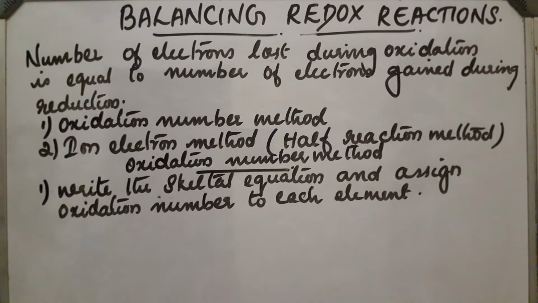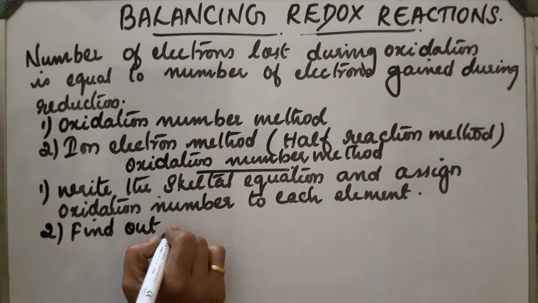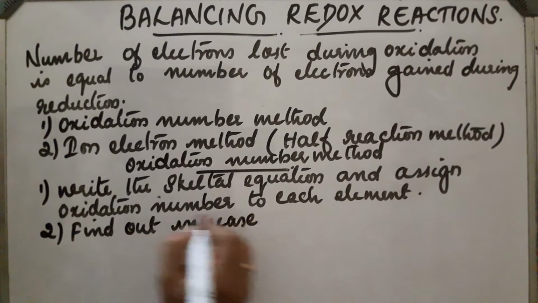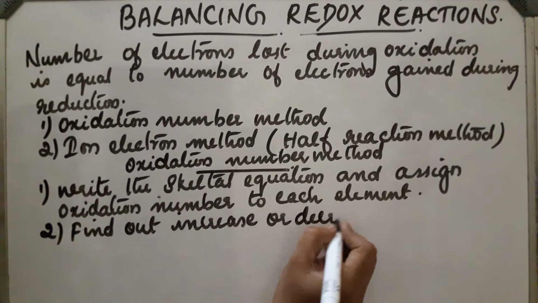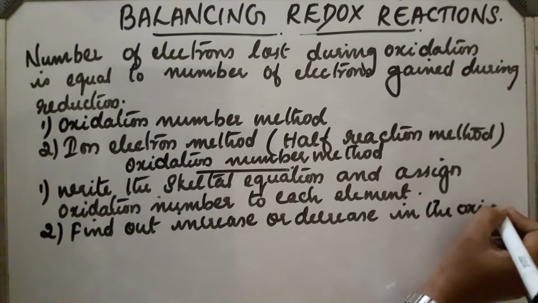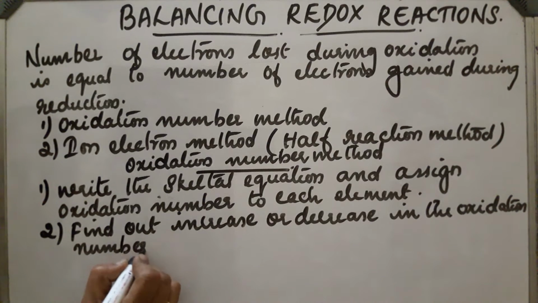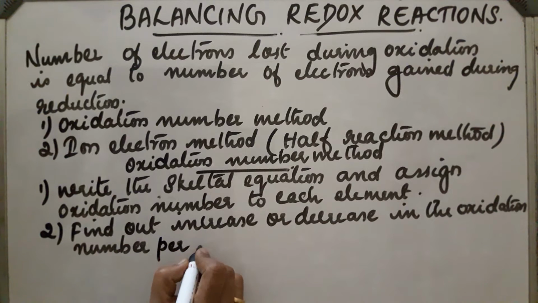Second step. After writing the skeletal equation and assigning the oxidation numbers, we have to identify the increase or decrease in oxidation number. So the second step is to find out the increase or decrease in the oxidation number of each atom, per atom.